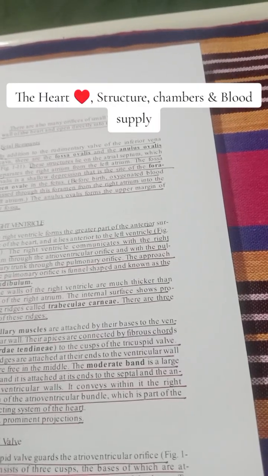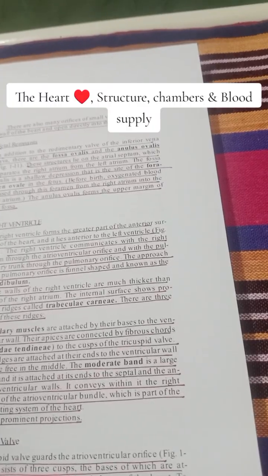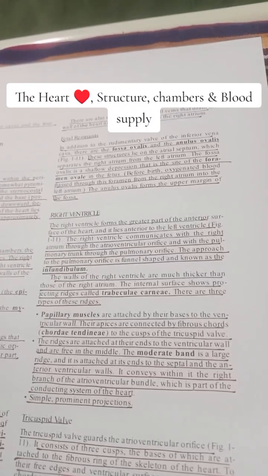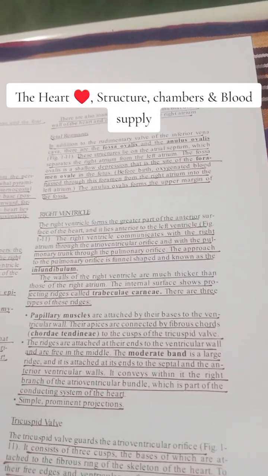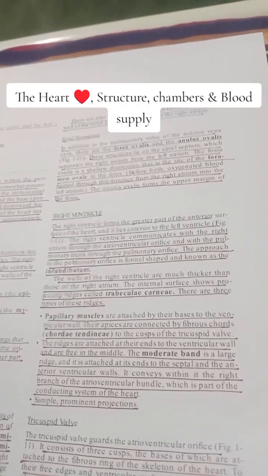The fossa ovalis is a shallow depression that is the site of the foramen ovale in the fetus. Before birth, oxygenated blood passes through this foramen from the right atrium into the left atrium. The annulus ovalis forms the upper margin of the fossa.